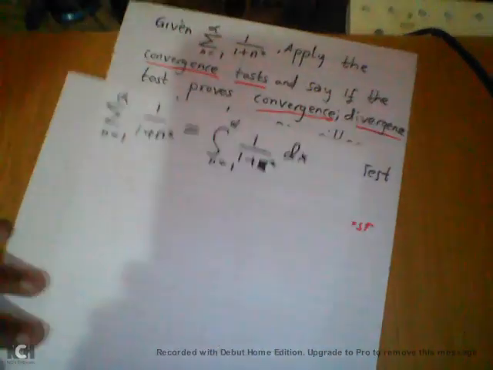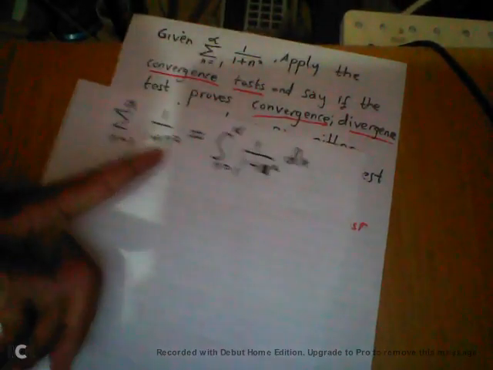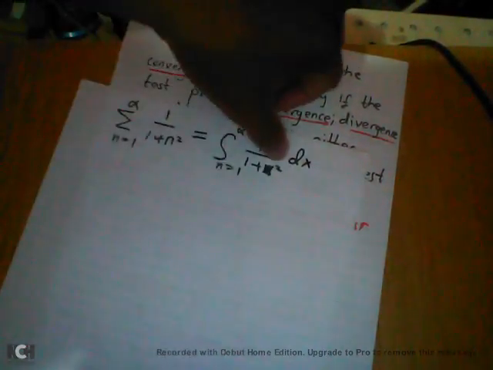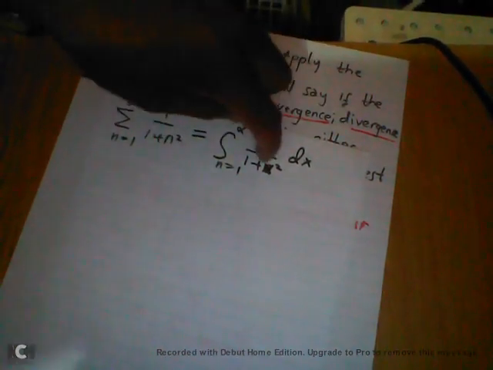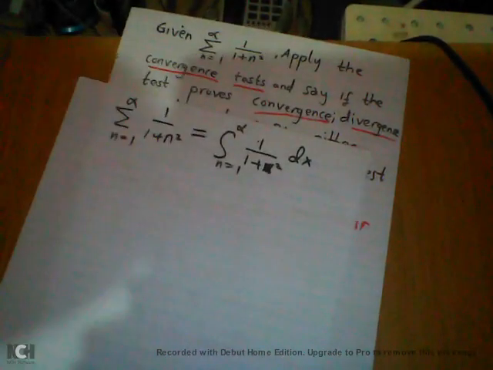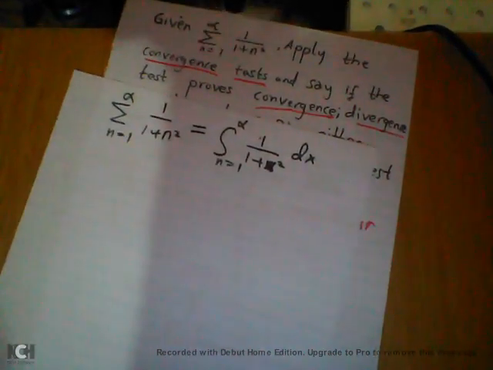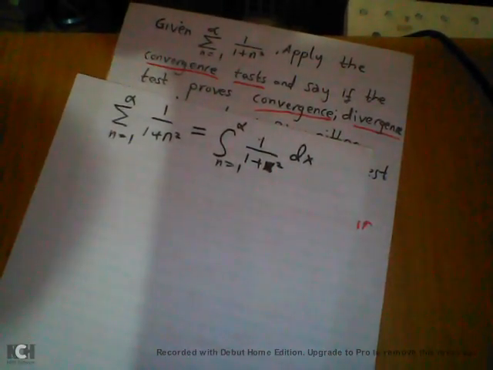You're going to write this as an integral, but don't write n here. Make sure you change it to x if you want to test this with the integral test. So change this n to x, or it could be y, and then here say dy. Don't say n here, you're going to be in trouble.